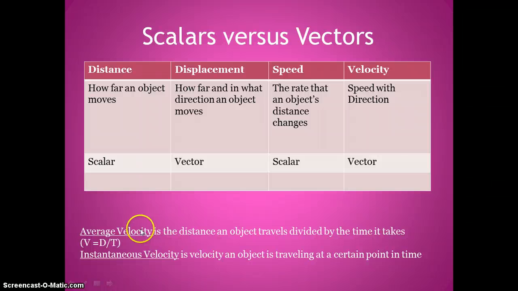Average velocity, indicated by a v with a line over it, is the distance an object travels divided by the time it takes. That equation would be v equals d over t. Instantaneous velocity is the velocity an object is traveling at a certain point in time, a certain instant in time, if you want to think of it that way.